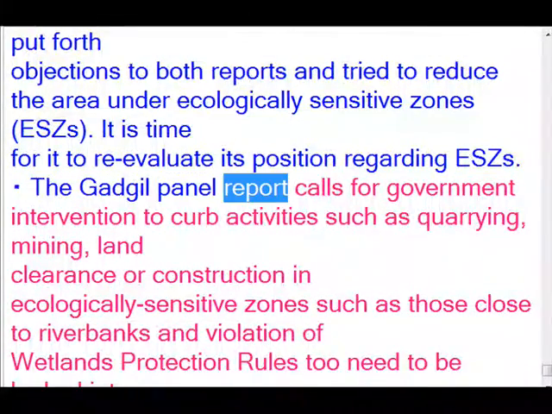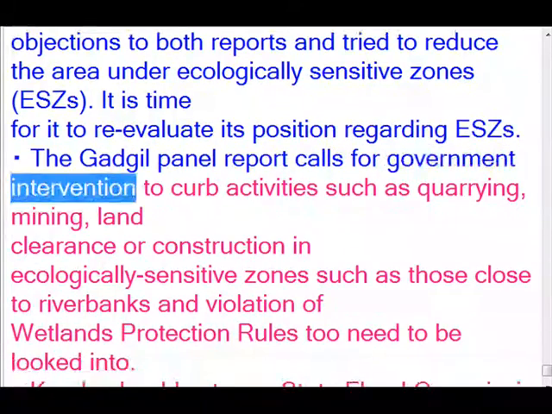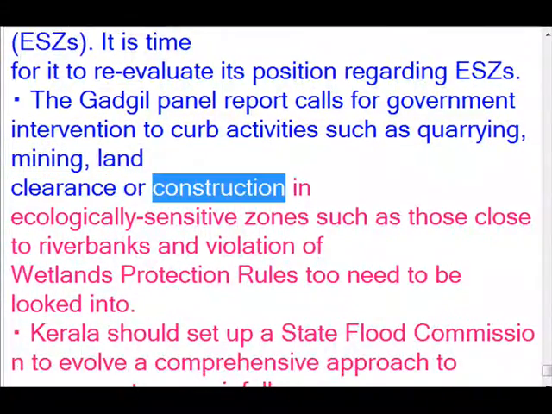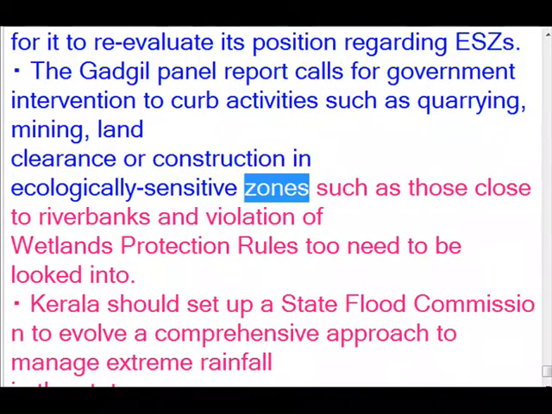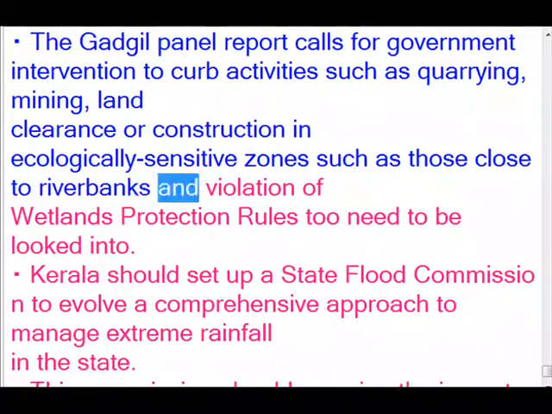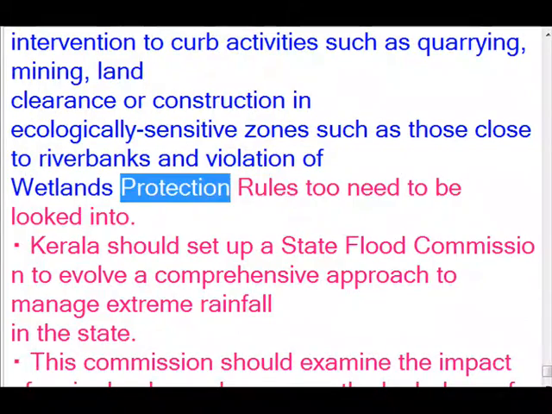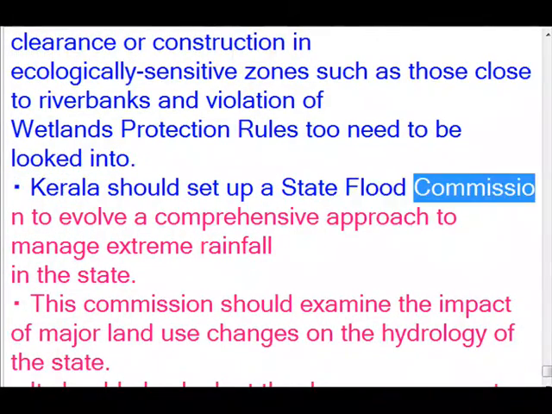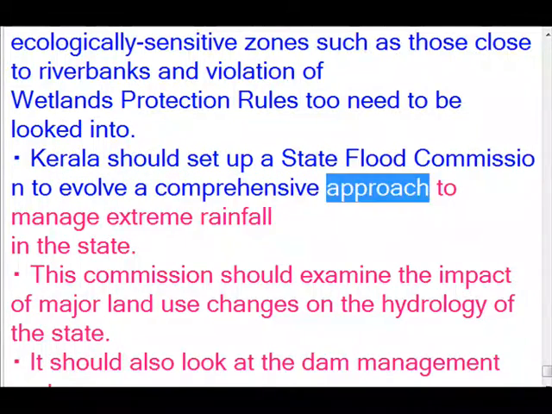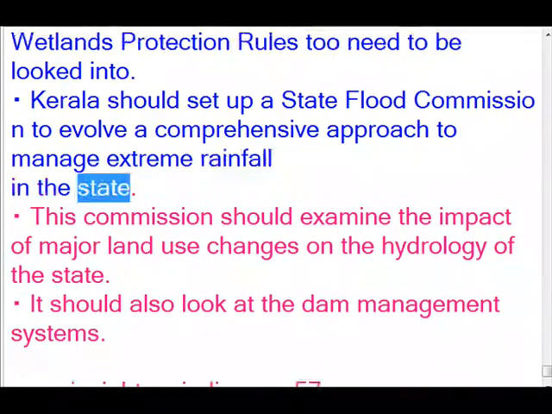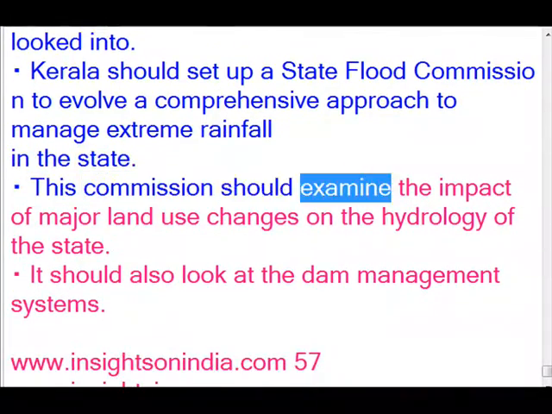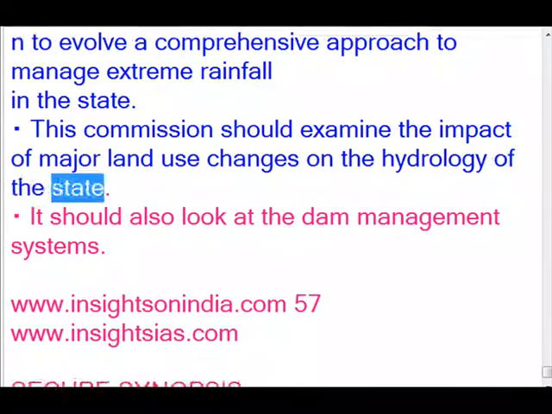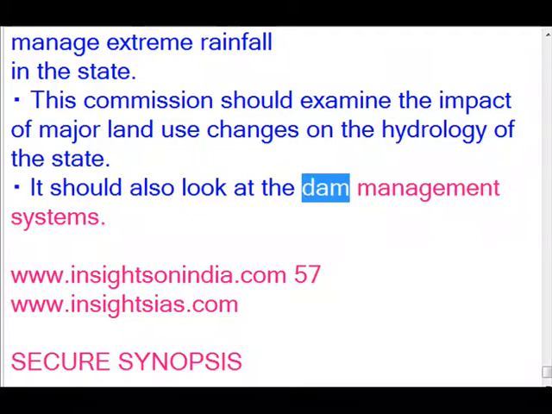The Gadgil Panel report calls for government intervention to curb activities such as quarrying, mining, land clearance or construction in ecologically sensitive zones such as those close to riverbanks, and violation of wetlands protection rules needs to be looked into. Kerala should set up a state flood commission to evolve a comprehensive approach to manage extreme rainfall in the state. This commission should examine the impact of major land use changes on the hydrology of the state. It should also look at the dam management systems.